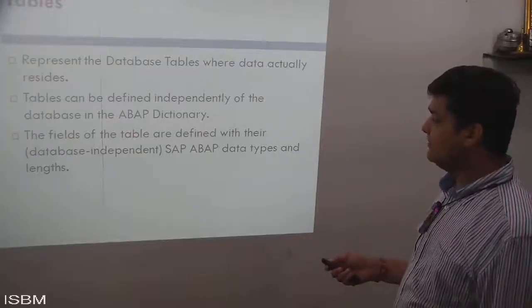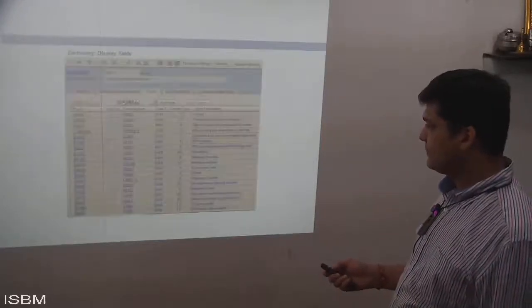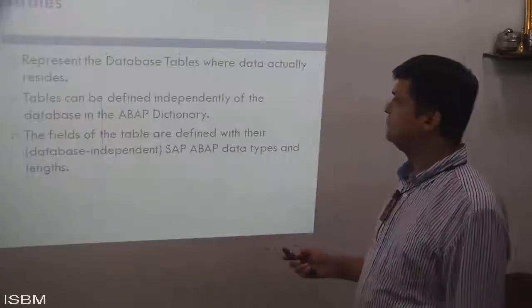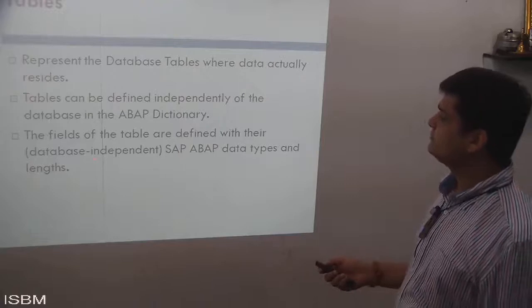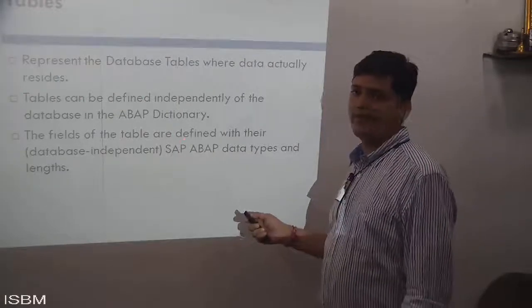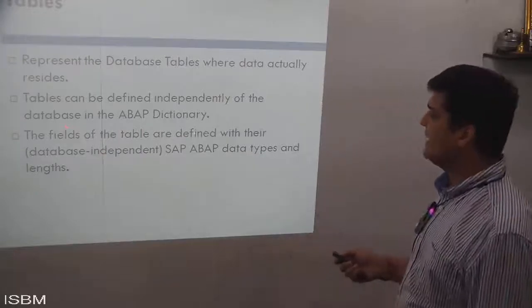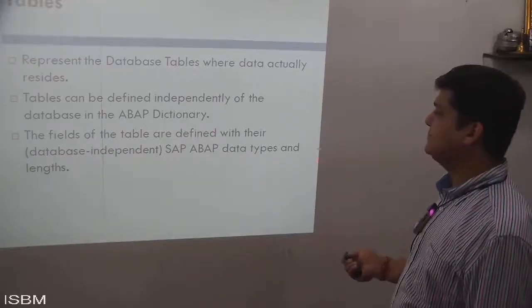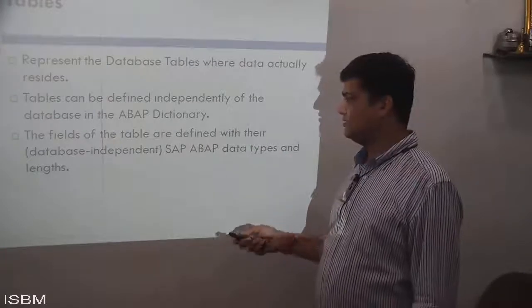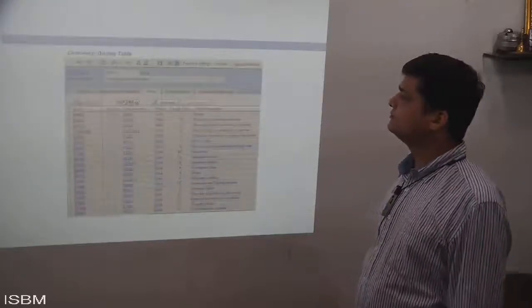The fields of the table, which is called direct type. The fields of the tables can be defined independently of the database in the ABAP dictionary. The fields of the table can be defined with their SAP data types and length. So it is database independent.